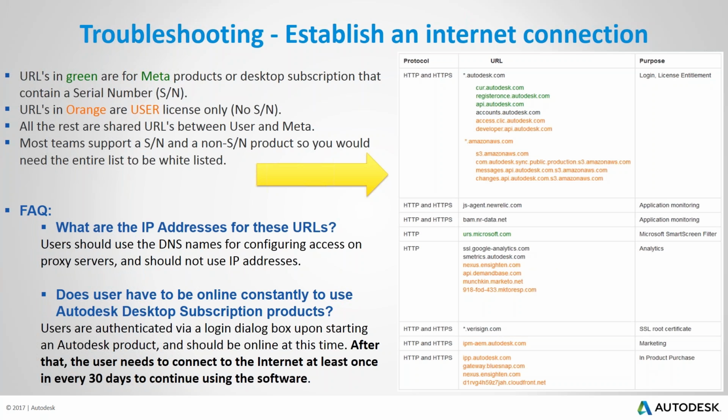Okay, next question would be, do users have to be online constantly to use Autodesk desktop subscription products? The answer is, for the first-time activation, the user will be authenticated by a login dialog box, and the customer has to be online at this time. And when we say online, it is not just being online on your intranet connection, it means that your internet access to our Autodesk server has to be open as well. Subsequently, after 30 days you have to have internet access as well, because our software will be re-authenticating your login information to continue to use your software.